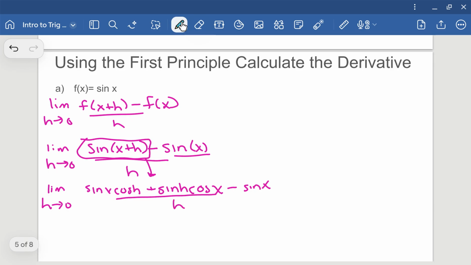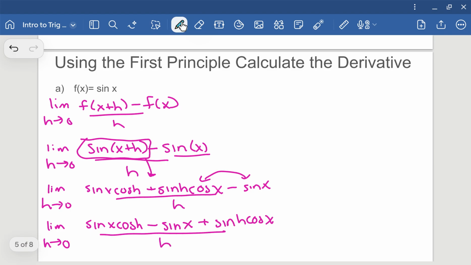When I do this, I'm just going to make a bit of a switch, just in case we don't see it. I'm going to swap places with these two. So I have my limit as h tends towards 0 of sine of x times cos of h minus sine of x plus sine of h times cos of x, all over h.